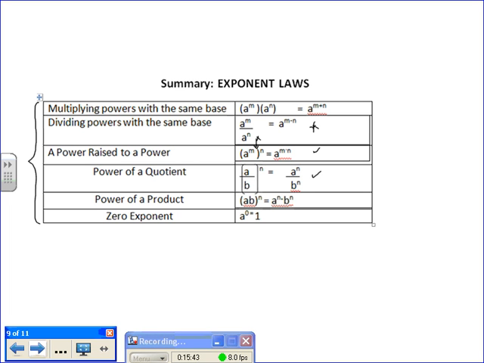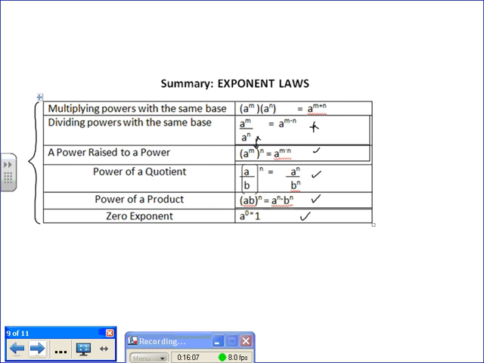So (a over b) to the n is equal to a to the n over b to the n, and (a times b) to the n, the power of a product, can be written as a to the n, b to the n. So I just apply that exponent to everything inside the brackets. And the very last law that we already dealt with earlier is that any base raised to the exponent 0 is equal to 1. So this we have to know as well.